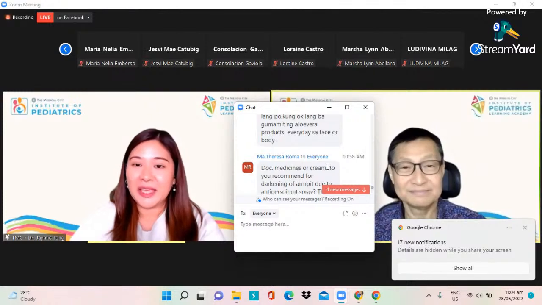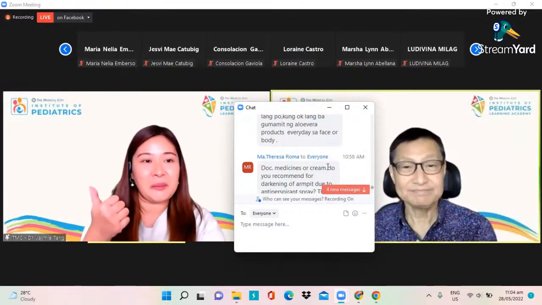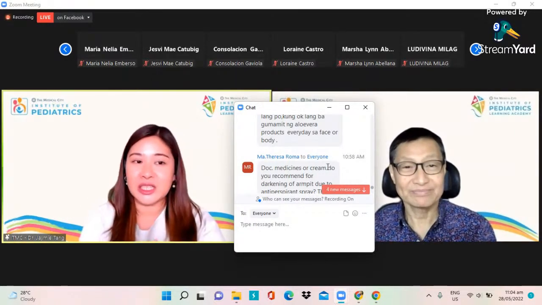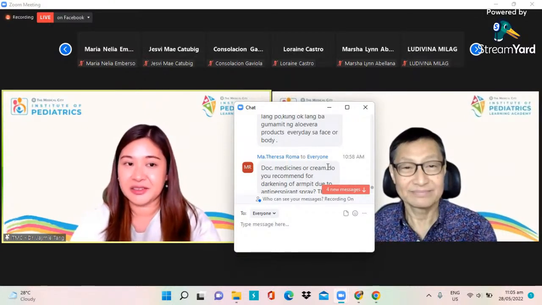Okay, sir. We have 2 questions about the axillary area, or armpit. Sure. First is from Ma'am Mary Susan. What is the best advice to give to teens on how to remove axillary hair or extra hair?